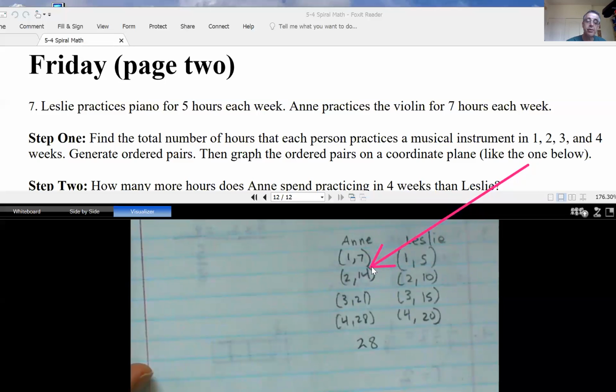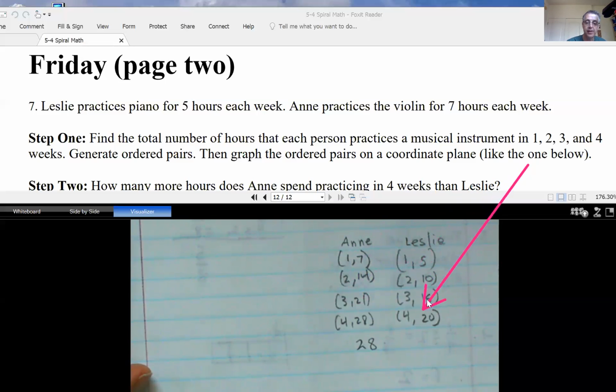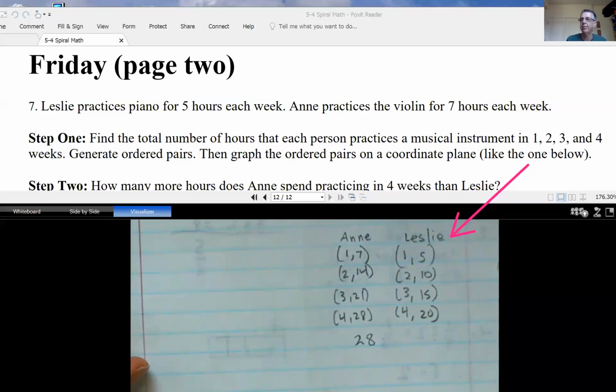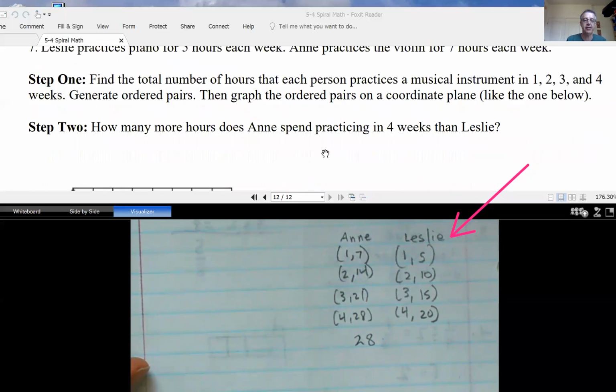By week 2, she's played a total of 14 hours. For Leslie, she's played a total of 10. For week 3, we've added 7 more here to get 21. Here we've added 5 more to get 15. Here we've added 7 more to get 28. And here we've added 5 more to get 20. These are the ordered pairs. Once I've got those ordered pairs, I can actually use them to make a graph. That's what I'm going to do right here.